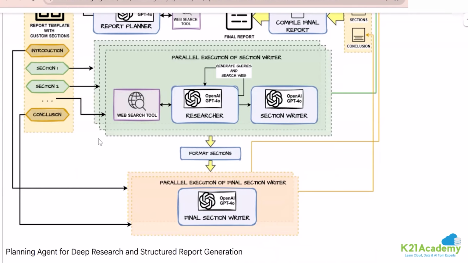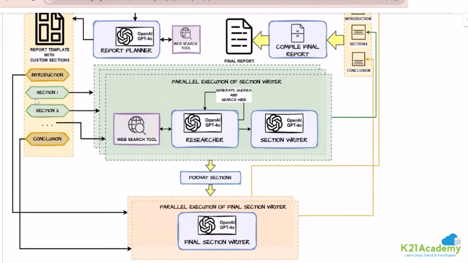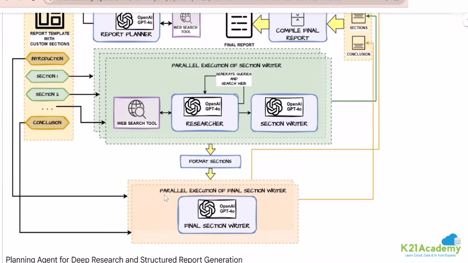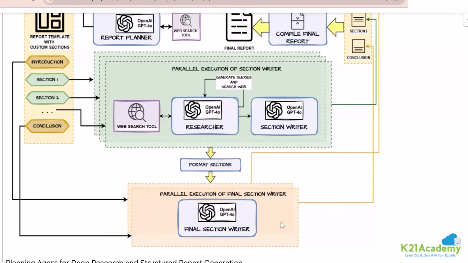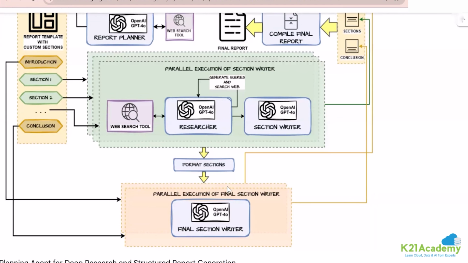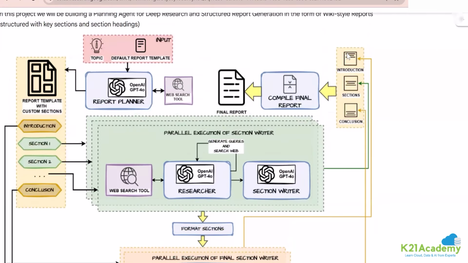And again, once all these sections are there, along with the introduction and conclusion. So when all the 5 things are there, let's say introduction, conclusion, and 3 sections, then the final section writer will write the introduction and the conclusion in parallel. Introduction and conclusion will be written in parallel. So this is a parallel execution of introduction and conclusion. Here the sections are being written. Here the introduction and conclusions are being written. And then the output of that is concatenated into the final report template. And that is where it is generating the final report.